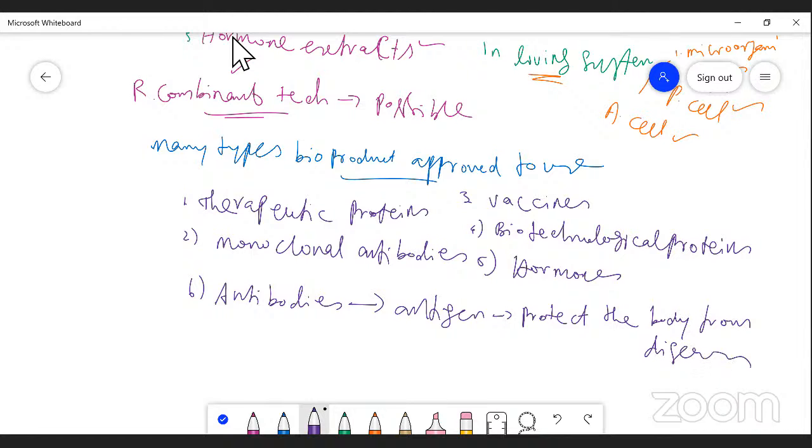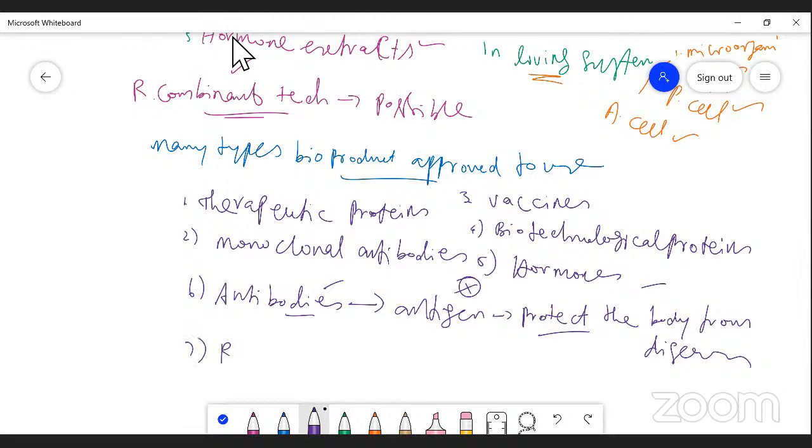Antibodies are specific substances which act against the antigen and destroy it. The antigen will be a pathogen, that is, disease-causing germs. The antibodies act against the antigen, destroy the antigen, and protect the body from the disease. Recombinant hormones.